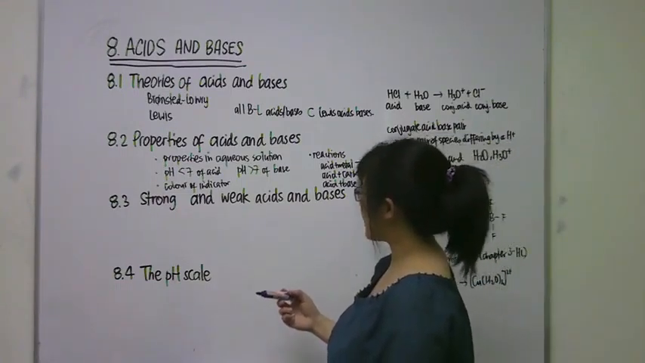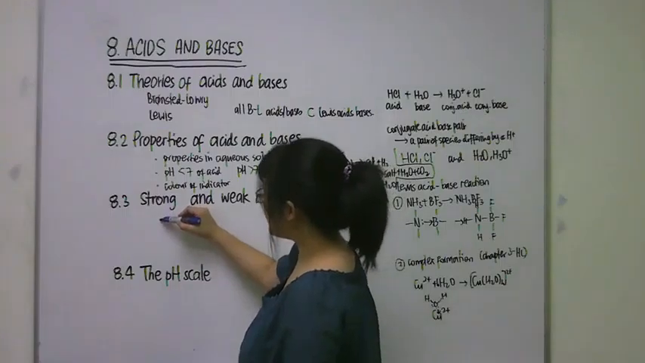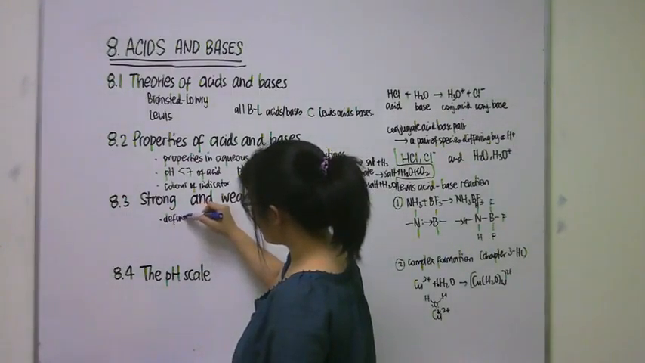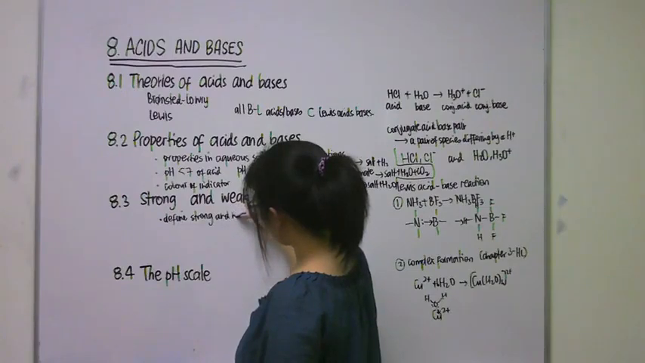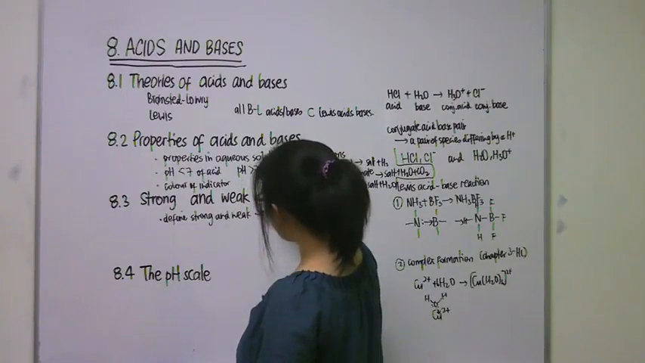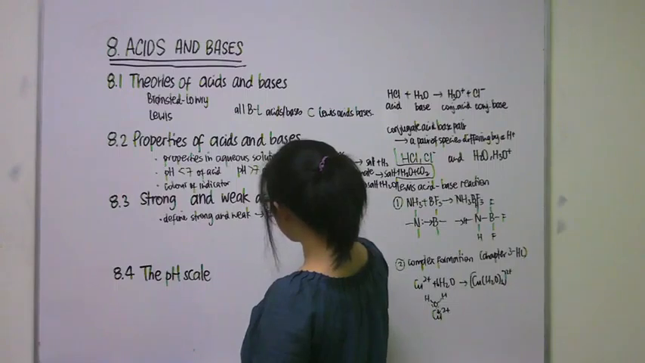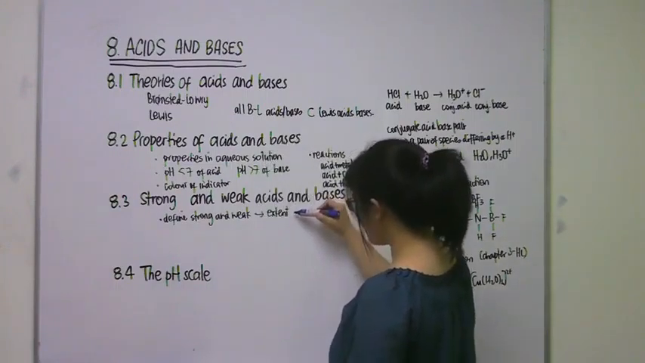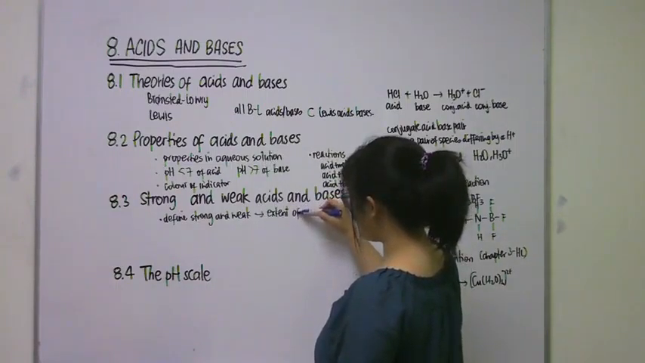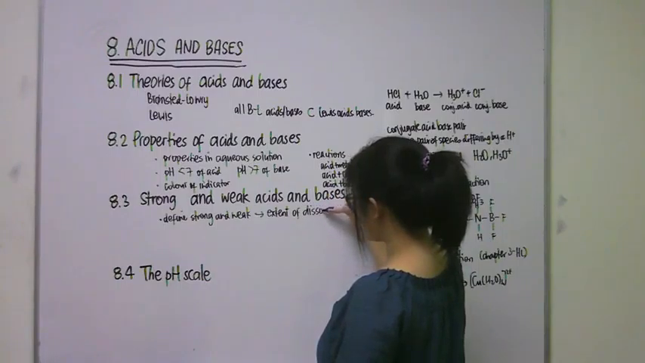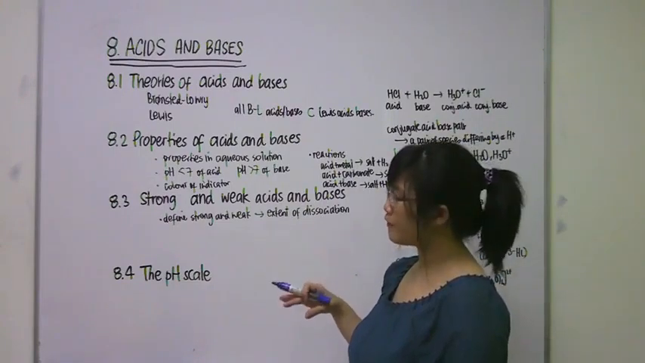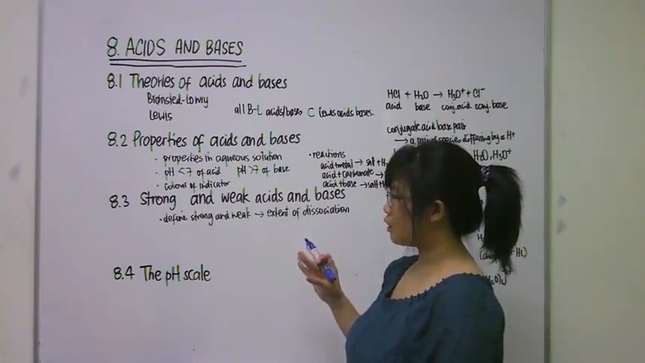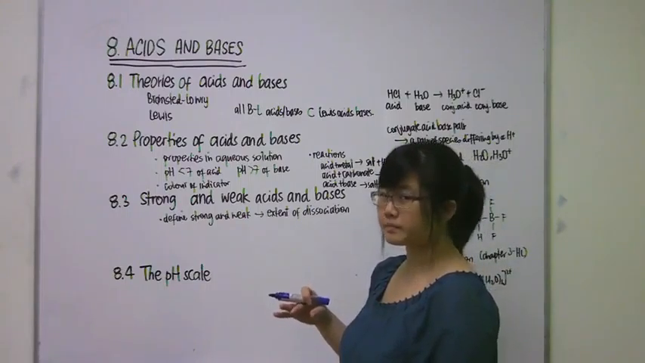In the next part, strong and weak acids and bases, you need to define strong and weak. You need to emphasize that whether an acid or base is strong or weak depends on the extent of dissociation. And also explain how this is often confused with concentration.